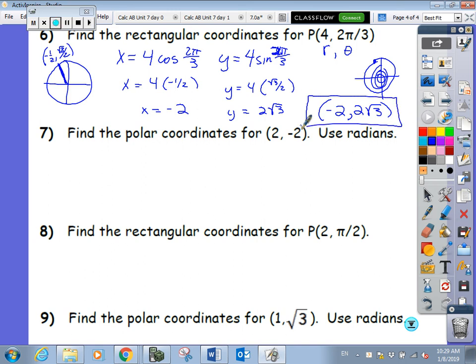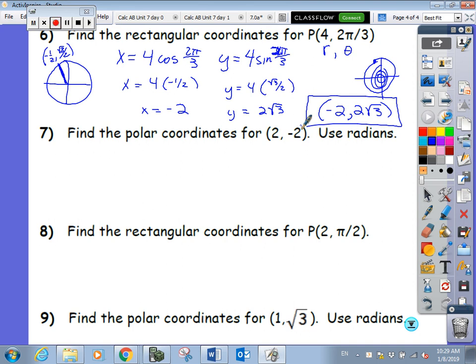Rectangular is just your normal xy that we've always plotted. So the signs are important. If you forgot about that -1/2 or got them flip-flopped, and maybe you got 2, negative 2 root 3, that would have been in quadrant 4. And quadrant 4 and 2 aren't going to produce the same point. The rectangular and polar have to be at the same place. It's just a different way to represent it.